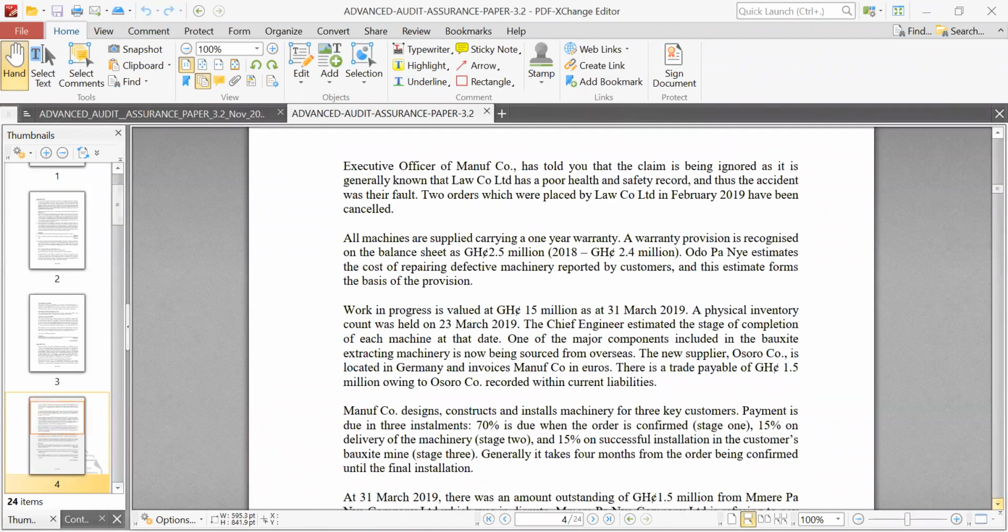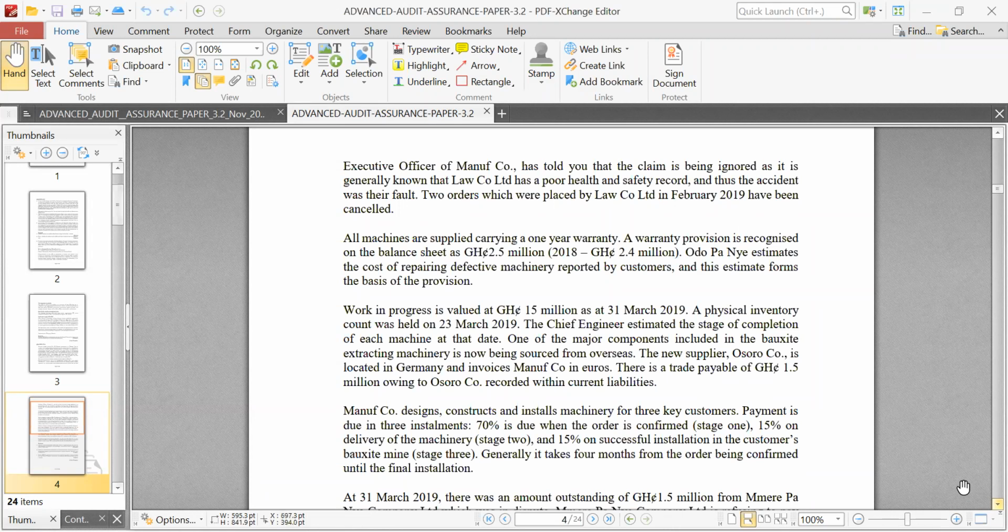All machines are supplied carrying a 1-year warranty. A warranty provision is recognized on the balance sheet as 2.5 million Ghana cedis as compared to 2.4 million Ghana cedis in 2018. Odopanye estimates the cost of repairing defective machinery reported by customers, and this estimate forms the basis of the provision.